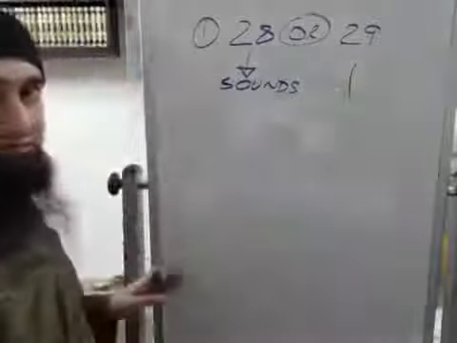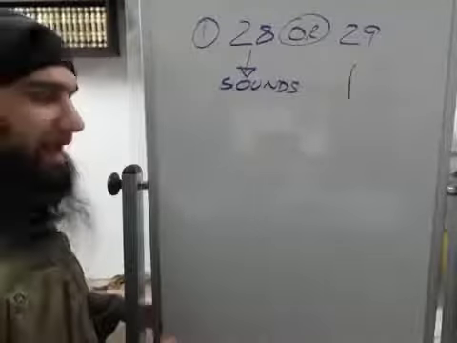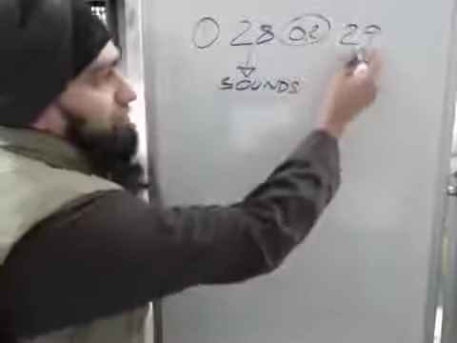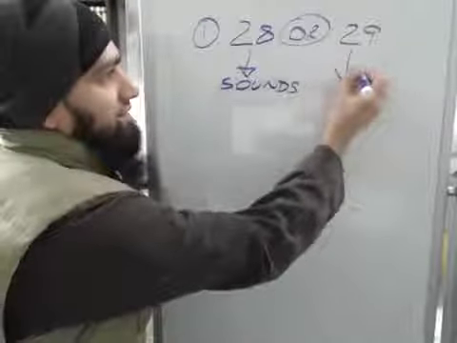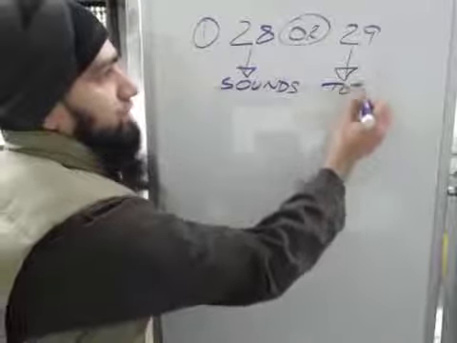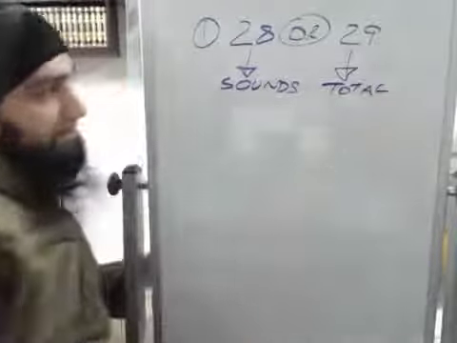Okay, so this is the first thing you need to understand. There are 28 letters that have sounds, but in total, 29.